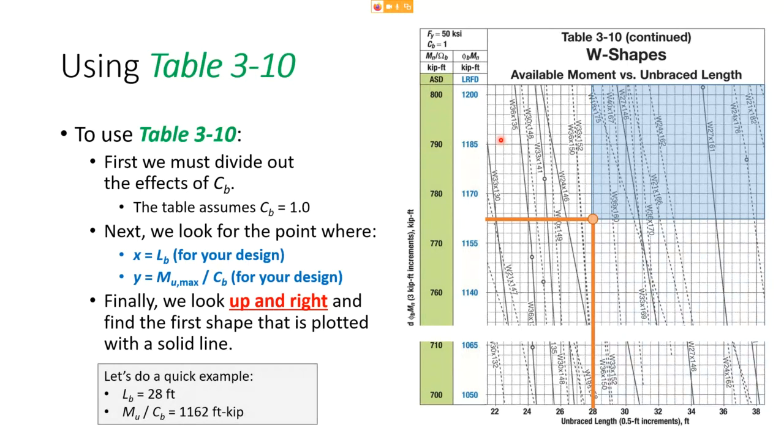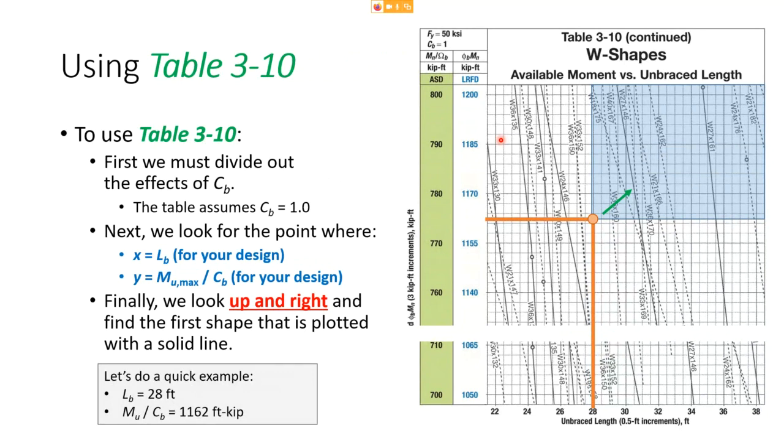Once you go up and to the right, you're going to find the first shape that has a solid line. Looking at this slide, you can kind of see it. There's a W18x175, but that's dashed, W40x167, W27x146. That's the first shape that has a solid line. That's the section that I try. Again, it's all going to become clear why we pick the solid line versus the dashed line. I'll go ahead and tell you right now why we're picking the solid line.